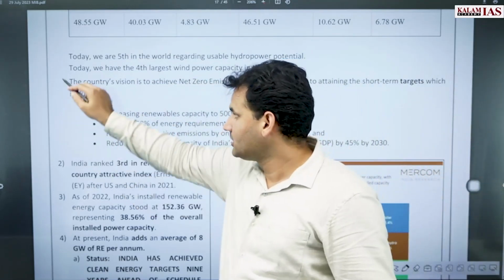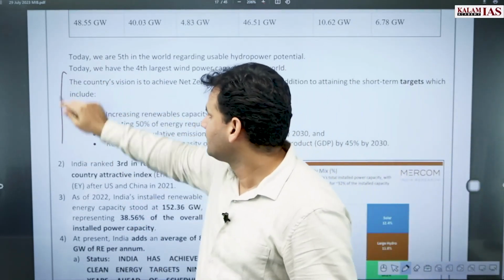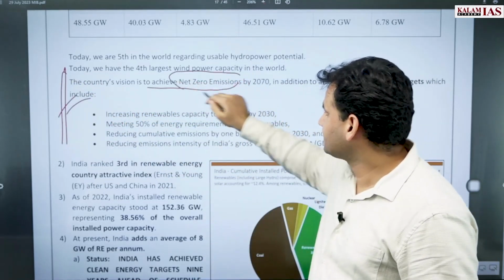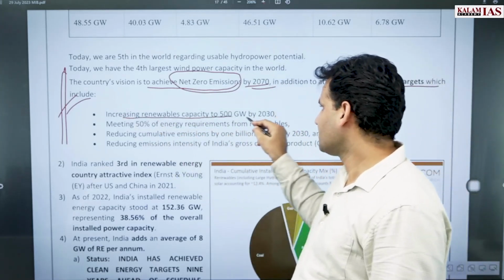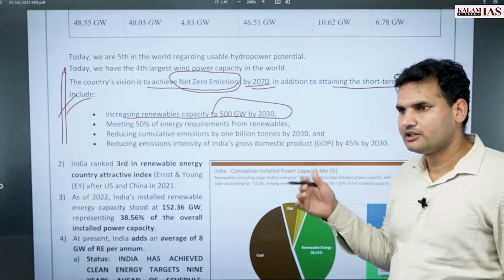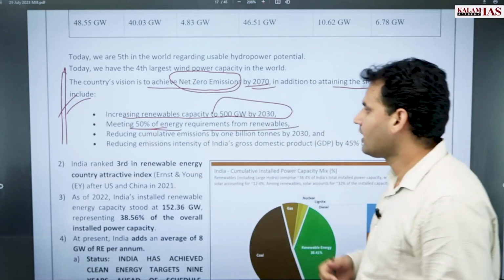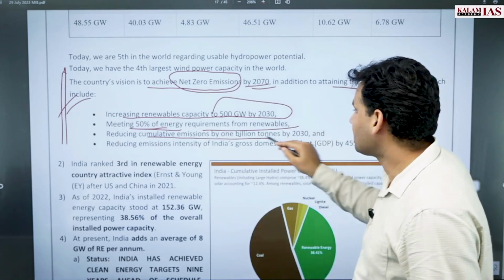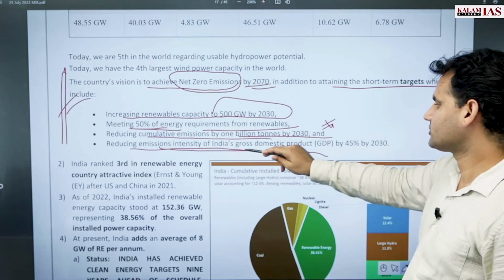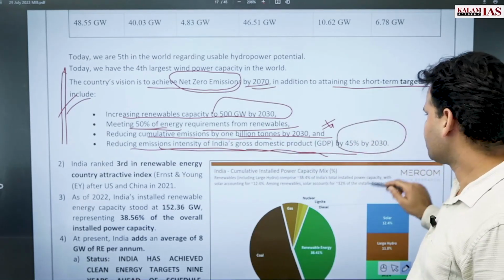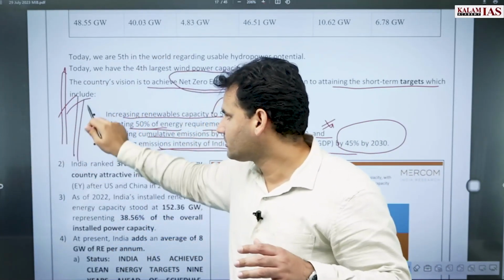And very important, extremely important, in fact पूरे MIB में अगर कुछ बहुत ज़्यादा important है, so these are these lines, that India's vision to achieve net zero emission by 2070, and we have certain short-term targets, that is to increase the renewable energy capacity to 500 gigawatts by year 2030. Also meeting 50% of energy requirements from renewable, reducing cumulative emissions by 1 billion tons by year 2030, and reducing the emission intensity of India's GDP by 45% by 2030. So this should be remembered by you.